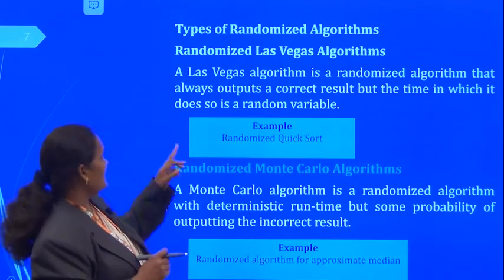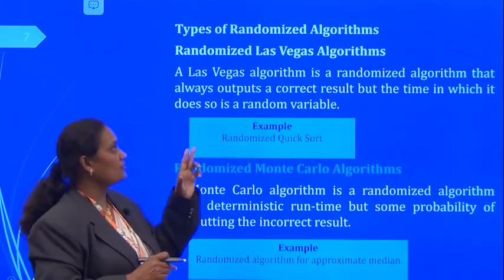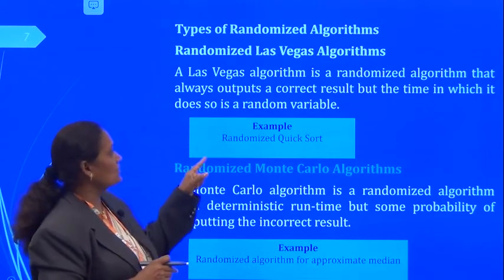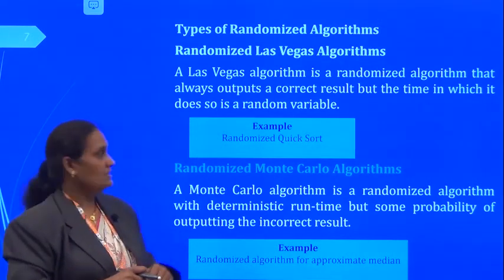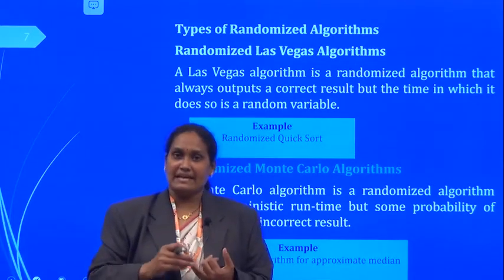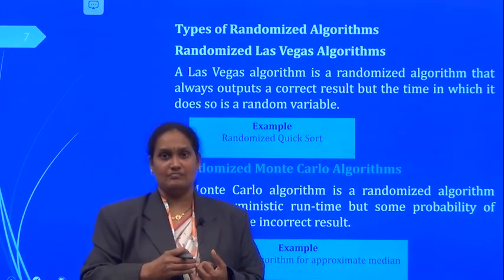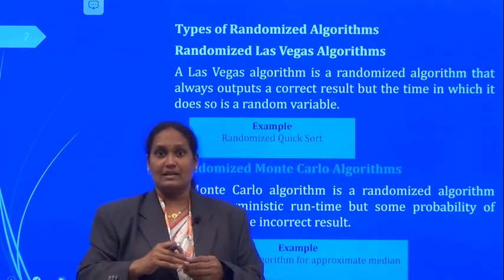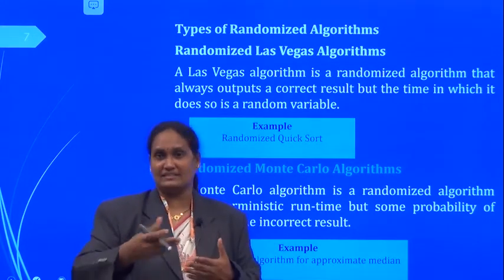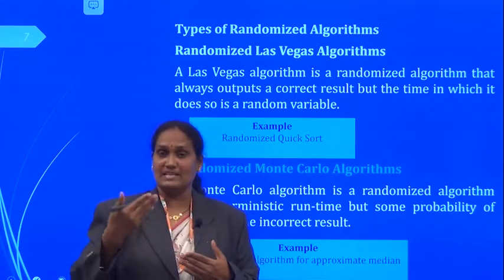A Las Vegas algorithm is a randomized algorithm that always outputs a correct result, but the time in which it does so is a random variable. Do you understand what a Las Vegas algorithm is? It always gives a correct result. But by which time it gives that correct result, we cannot predict; by what time its execution is completed.